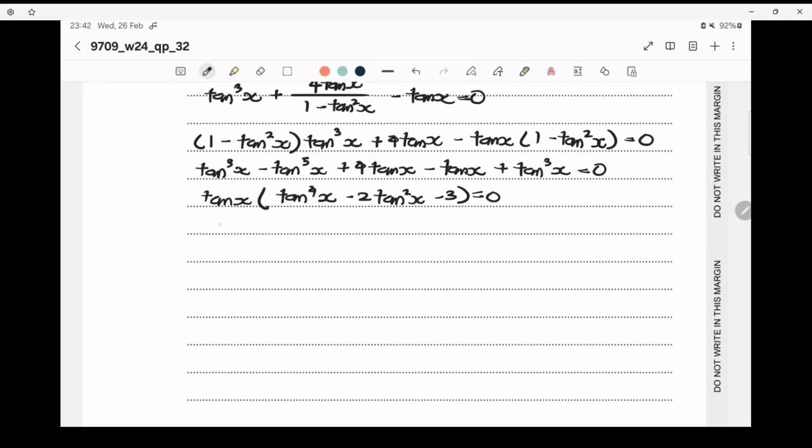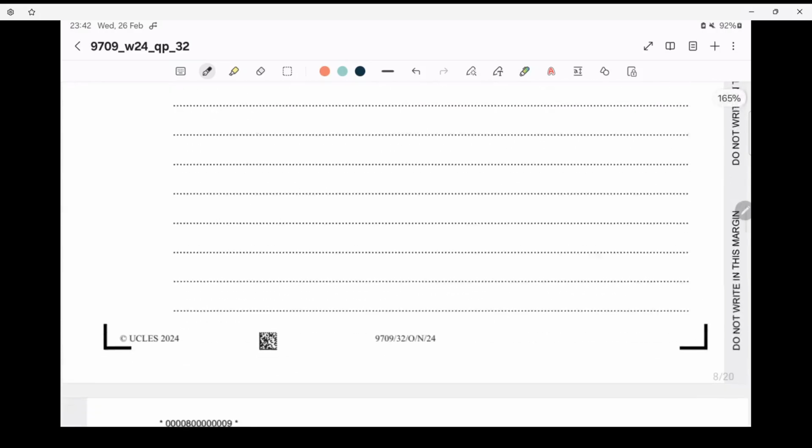So since tan x cannot be equal to 0, it's either the first term or the second term equals 0. So therefore, tan^4 x minus 2 tan^2 x minus 3 equals 0. So that's the proof.